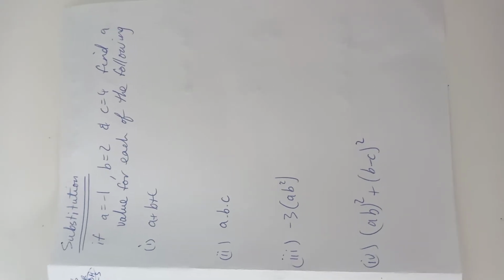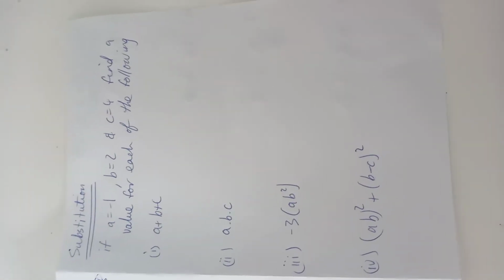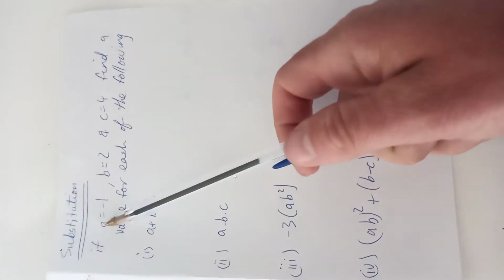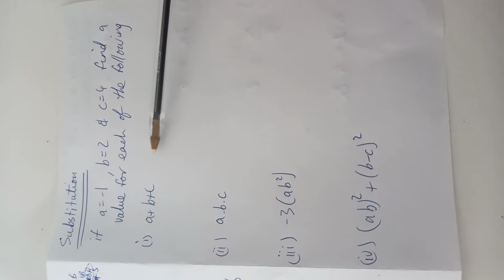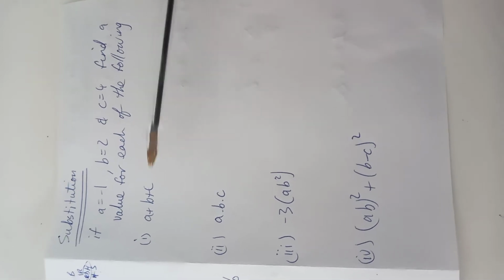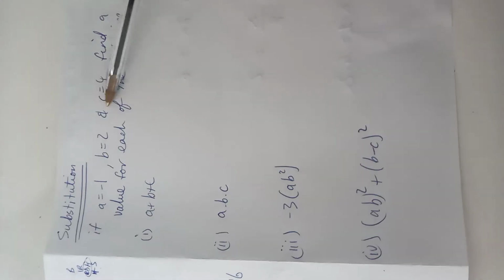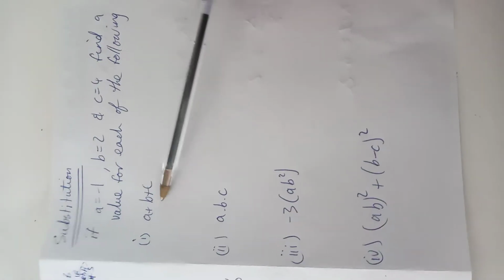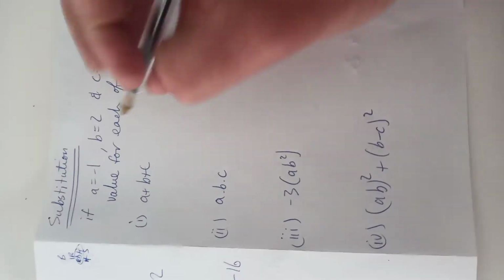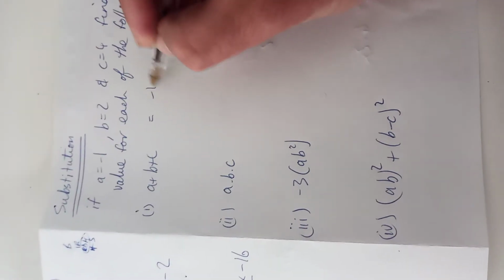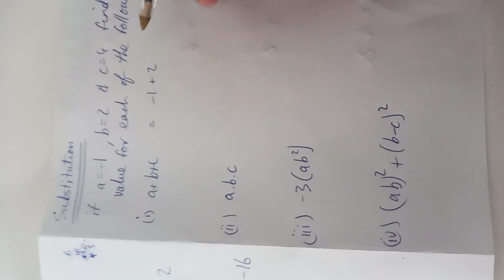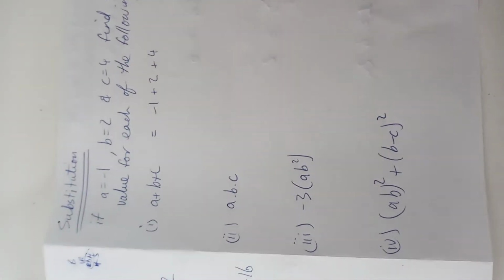Video 4, substitution. So with substitution, you'll be given values for the variables. You'll be given some sort of equation or algebraic expression, and what you're going to do is take out each of those variables and put in the given numbers instead of them. So in the first case, a plus b plus c, instead of the a, I put in -1. Instead of the b, I put in 2, and instead of the c, I put in 4.